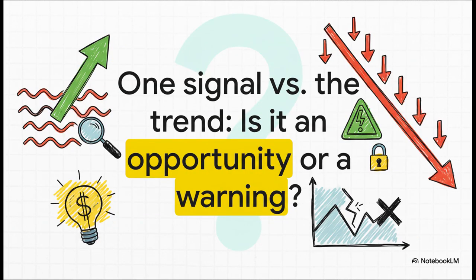And that really leaves us with the core puzzle of any data analysis, doesn't it? When you find that one piece of data that contradicts everything else, do you treat it as a rare opportunity that the rest of the market is missing? Or do you see it as a warning sign that you probably shouldn't bet against the dominant trend? That's the puzzle analysts try to solve every single day.